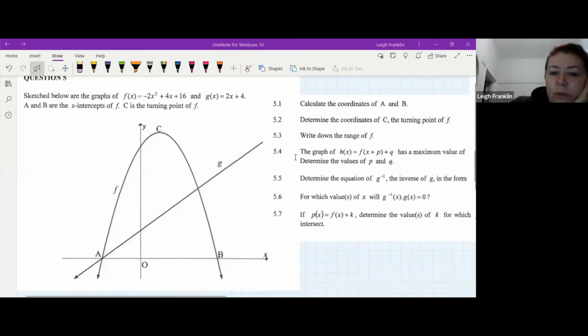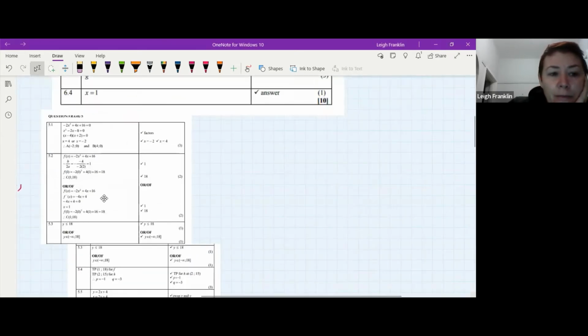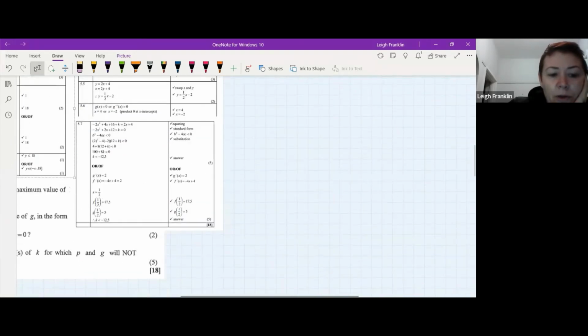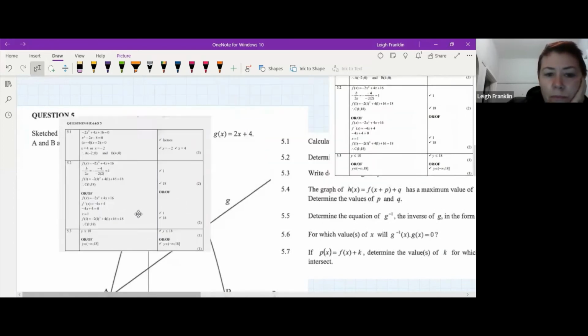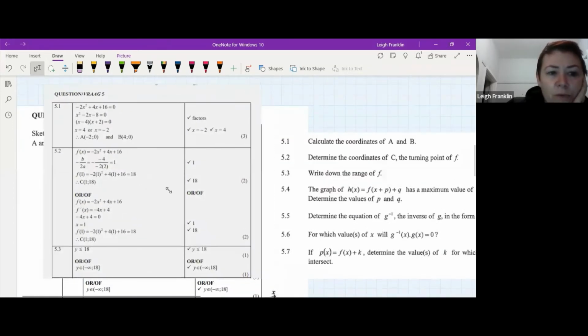All right, so as I had said, we would just do the first 3 questions. When you want to calculate the coordinates of A and B, those are the x-intercepts where y is equal to 0. So there would be 1 mark for taking f of x and letting it equal 0. I'm going to grab the answers for you. Here they are. Just move them down here. Okay, so just have a look and see what they give you marks for here.